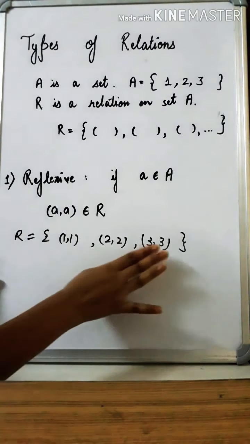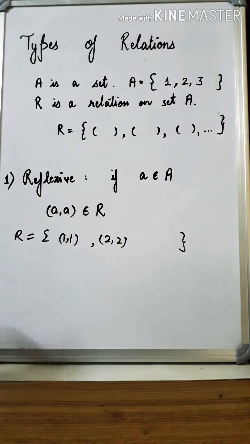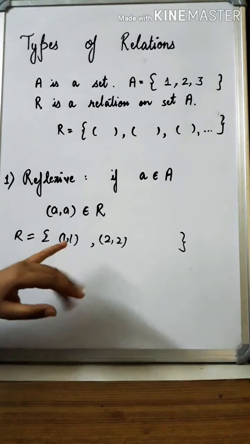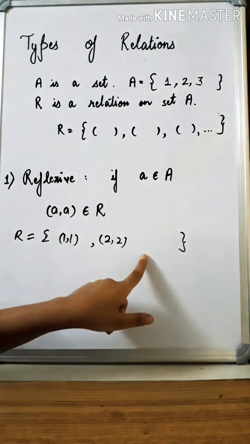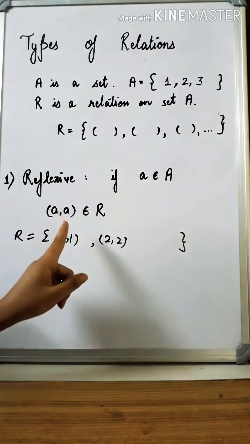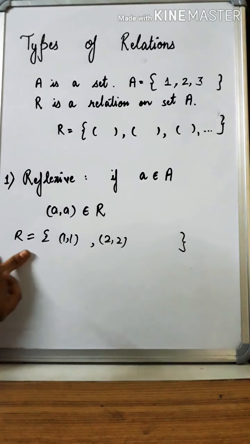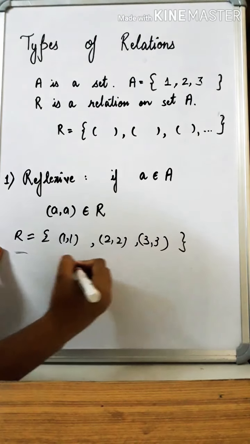Suppose our relation was like this, only (1,1) and (2,2) were present. So is this now a reflexive relation? No, because (1,1) is present, (2,2) is present, but (3,3) is not present there. And it is mandatory for every element to have its reflexive property. So this will not be a reflexive relation. But had it been like this, with (3,3), then it would be a reflexive relation.